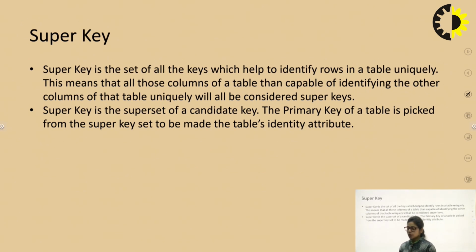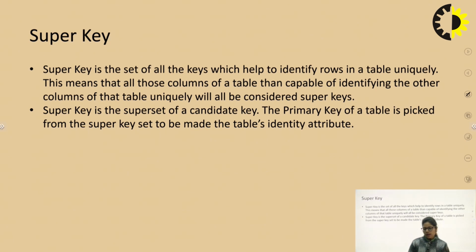Next one is the super key. A super key is the set of all keys which help to identify rows in a table uniquely. This means that any set of columns of a table capable of identifying the other columns of that table uniquely will be considered a super key. A super key is basically the superset of a candidate key. The primary key of a table is picked from the super key set to be named as the table's identity attribute.